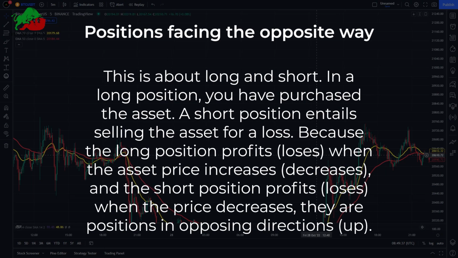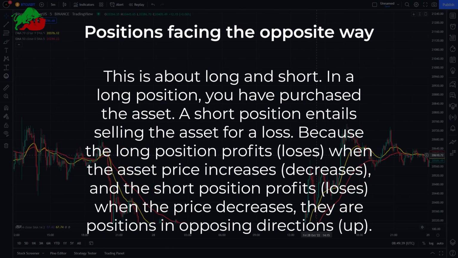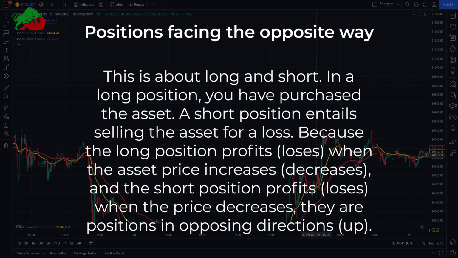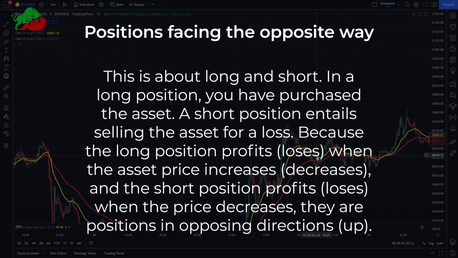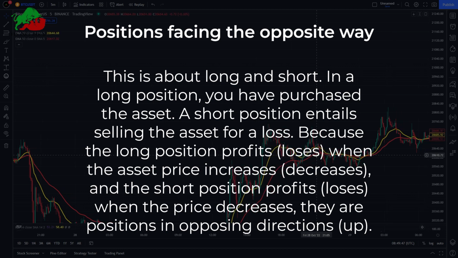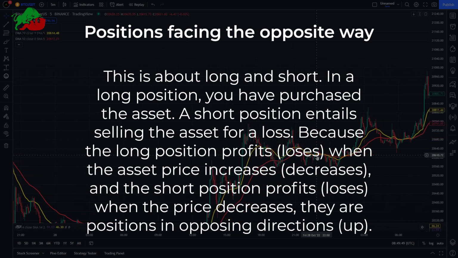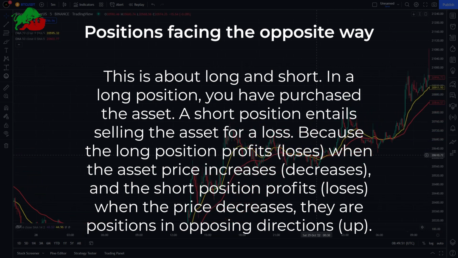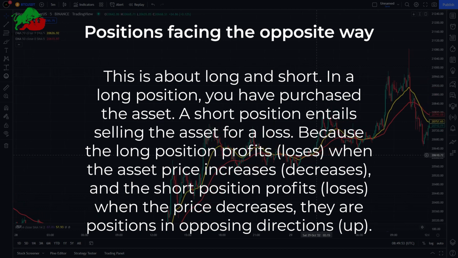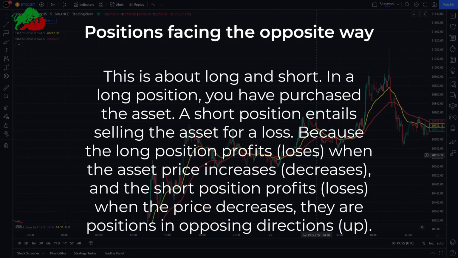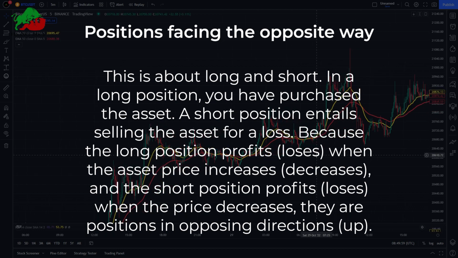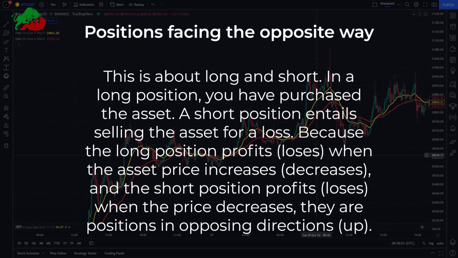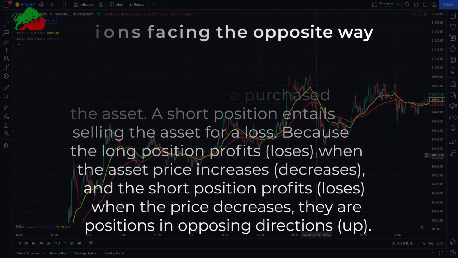Positions facing the opposite way. This is about long and short. In a long position, you have purchased the asset. A short position entails selling the asset. Because the long position profits, loses, when the asset price increases, decreases, and the short position profits, loses, when the price decreases, they are positions in opposing directions.